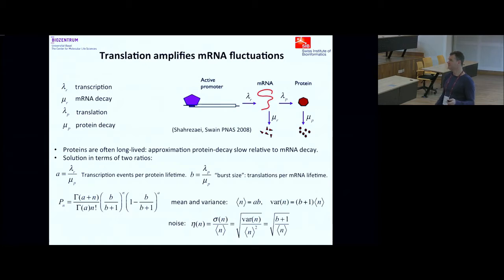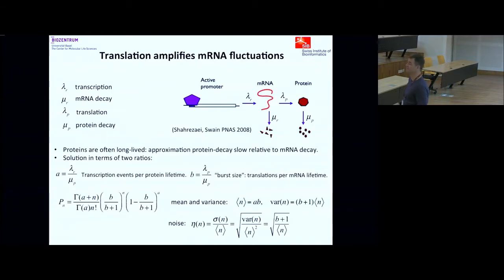All right, so the difference from the Poisson distribution, where the mean was the same as the variance, is that now the variance is b plus 1 times the mean. So effectively what is happening is that this translation is amplifying the fluctuations in mRNA number, and the amplification constant is b. The bigger the burst size for mRNA, the more proteins you get, and the more variable the protein number will be. I'll also make one side remark.